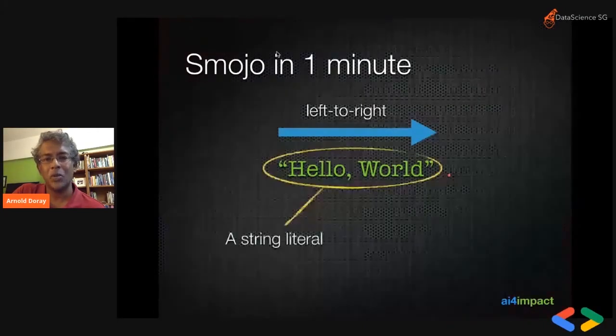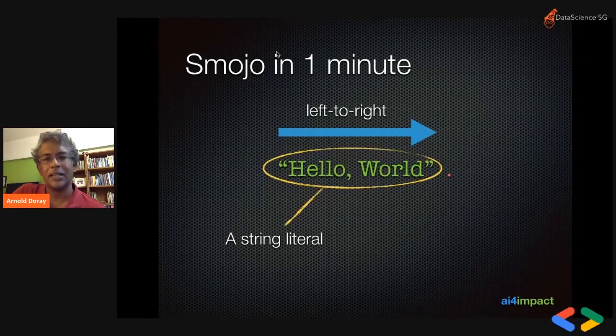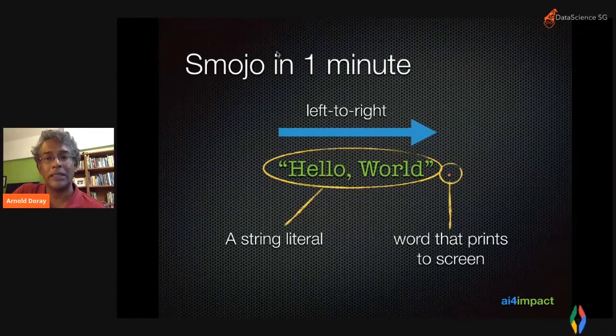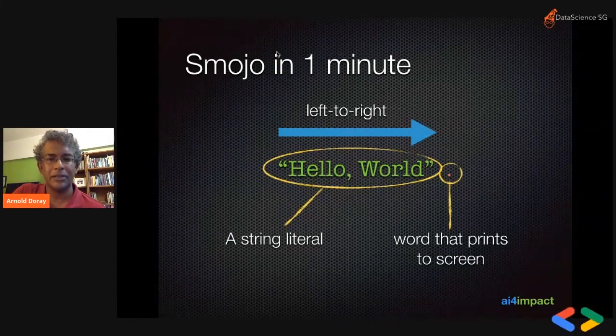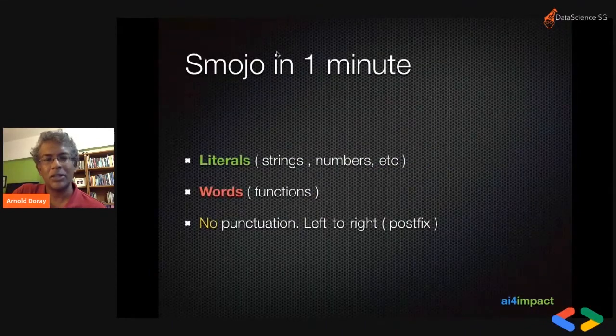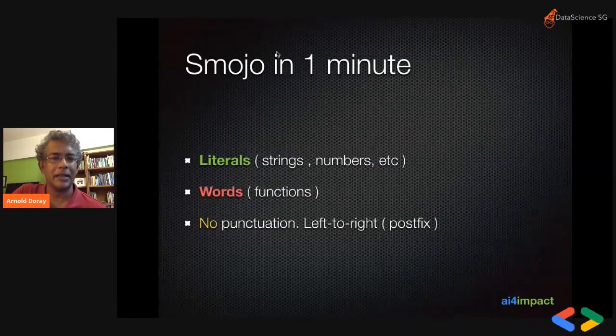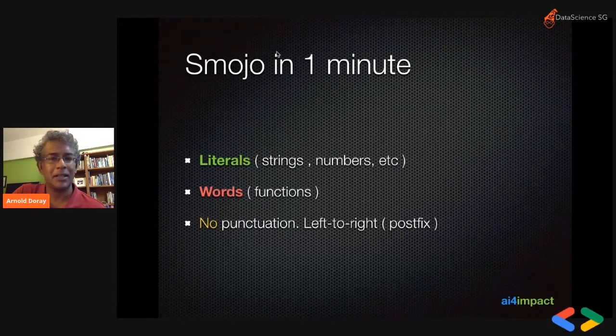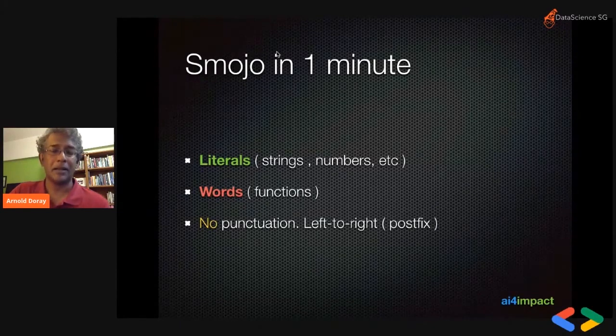So hello world is a string literal. And the dot represents a function, or what we call a word, that prints the literal to the screen. Very simple, left to right. In Smojo, everything is either a literal or a word. There is nothing else. There's no punctuation, and we consistently follow a left to right, or postfix, syntax.